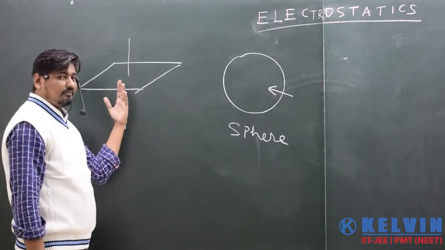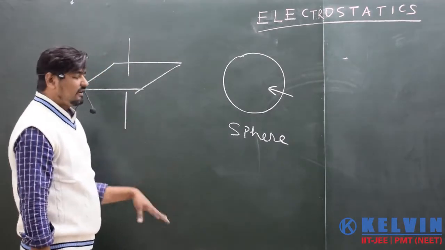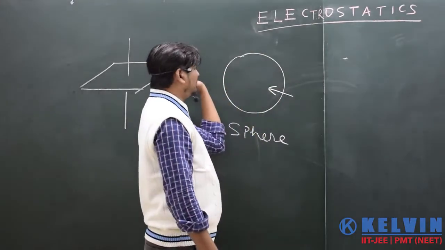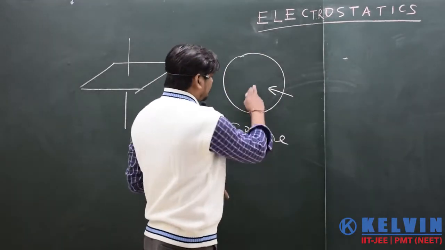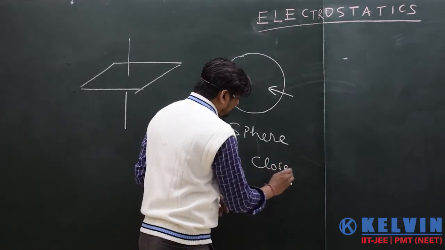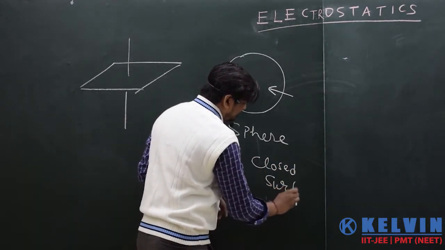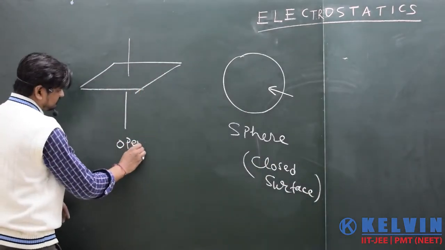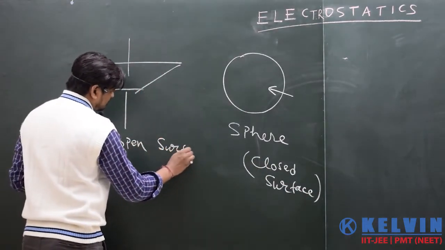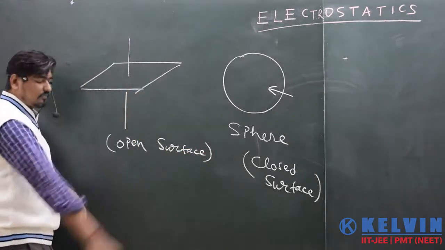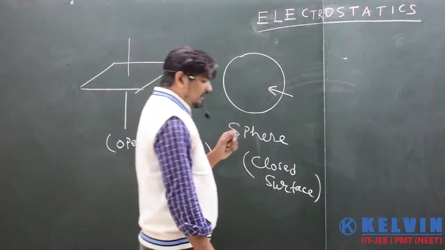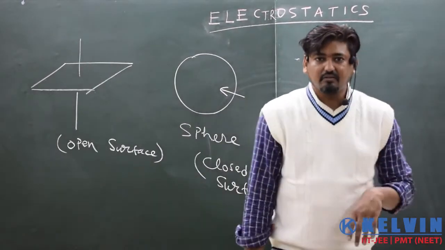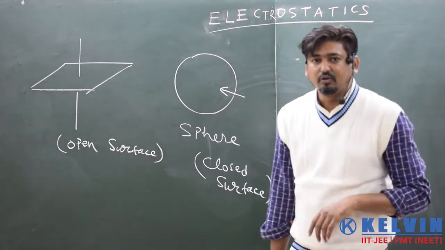You are penetrating from this side, it will appear from the other side. You are penetrating from this side or this side, it will not appear on the other side, right? So this is closed surface and this is open surface, right?